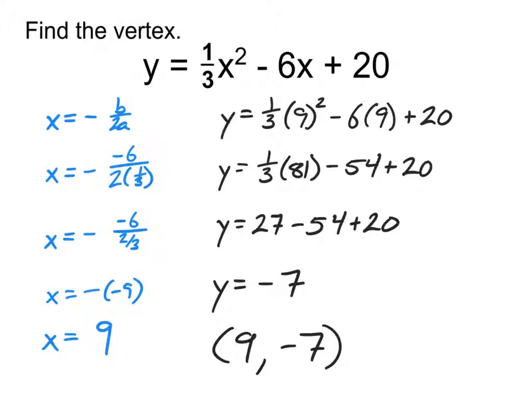All right, so we plug back in, we find our y value, and we have our point. And in this problem, all we need to do is find the vertex, so we don't need to go further. We don't need to go into the vertex form. We're done. It's just an answer of (9, -7).